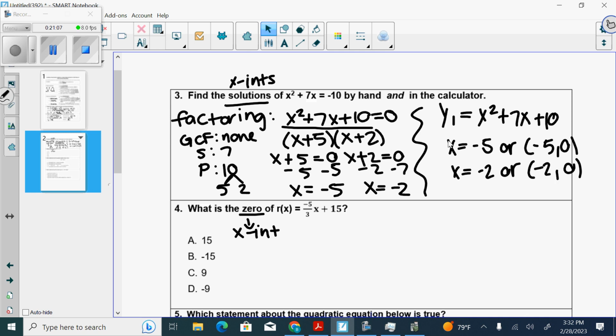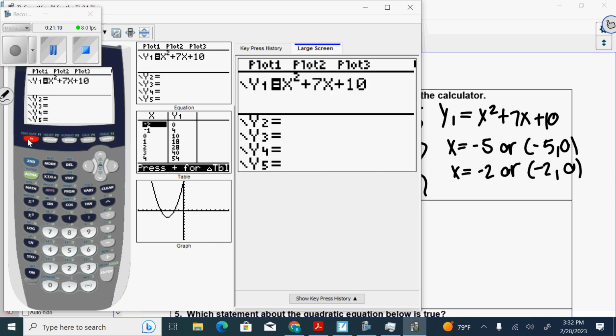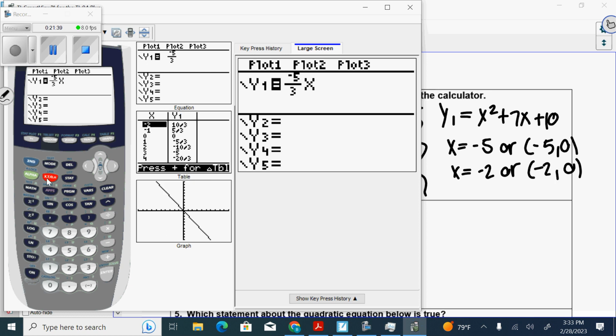So we've got the equation here. They didn't say how we had to find it, so we're just going to go ahead and graph it. I'm going to type that equation exactly as they've written it in my y equals. That equation is a fraction, so we do alpha y equals, I've got -5 over 3 with an x there, and then plus 15, and then we graph it.